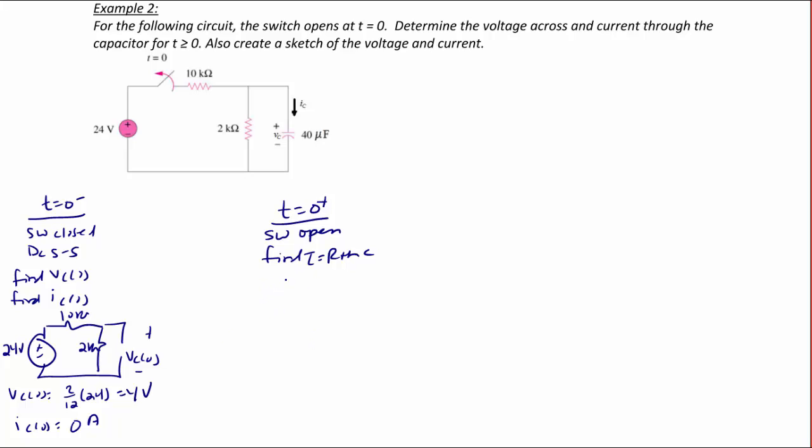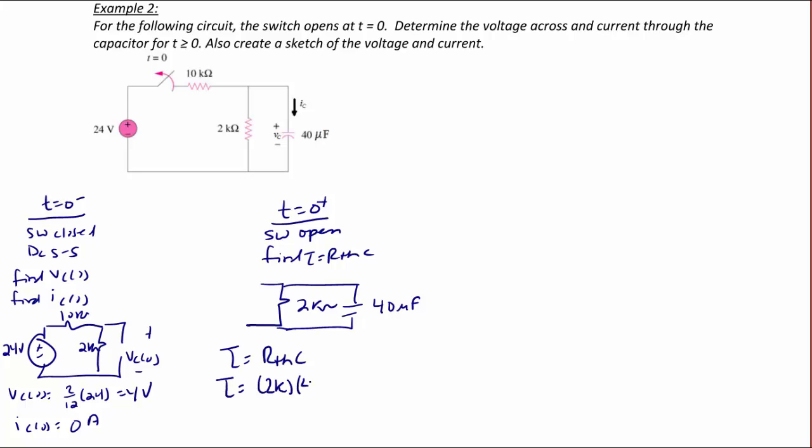Draw the circuit again with the switch open. So I have 2 kilo ohms in parallel with 40 microfarads. So tau is equal to R Thevenin times C, or tau is equal to 2K times 40 micro. So tau is equal to 80 milliseconds. So VC of t is equal to 4 e to the negative 12.5 t volts. And that's for t greater than or equal to 0.